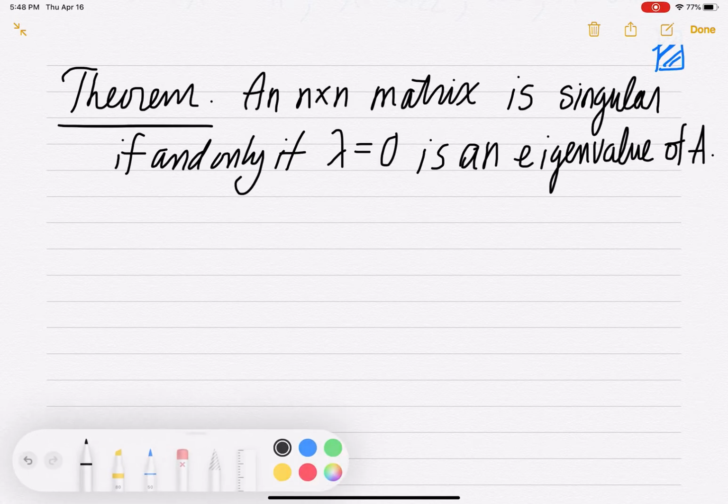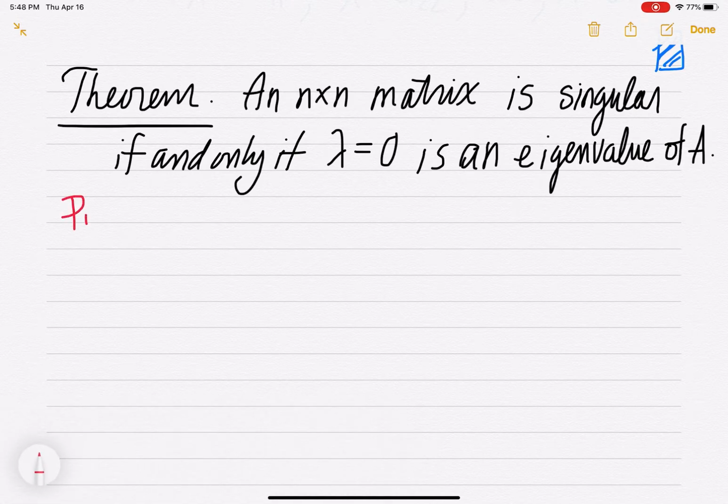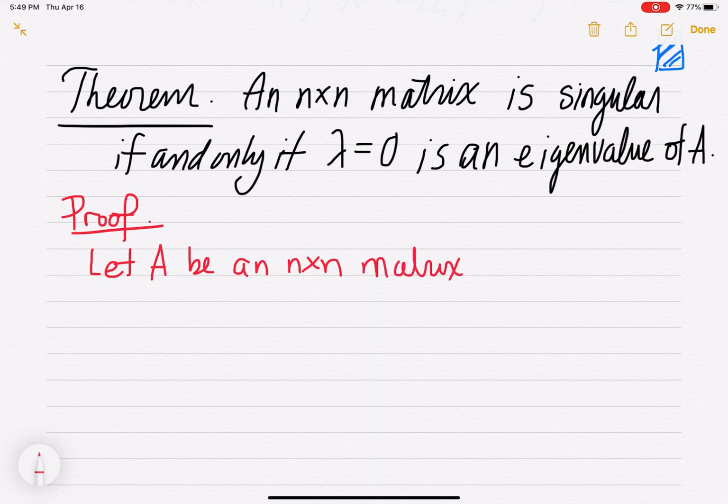That's actually really simple to prove. Proof. Let A be an n by n matrix. That means a square matrix, the same number of rows as columns. So lambda equals 0 is an eigenvalue of A. That's what we're going to start with.